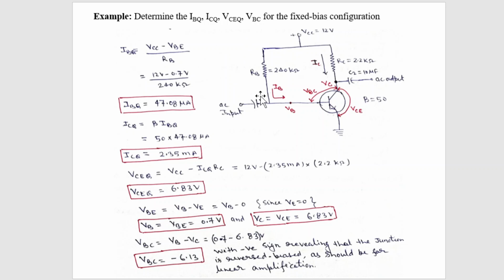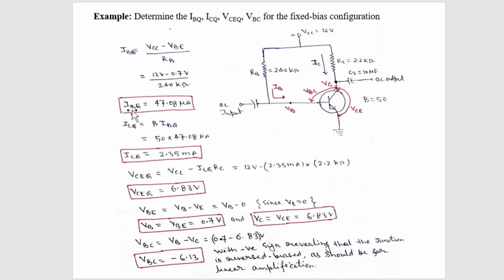It means you have to apply Kirchhoff voltage law in the base emitter loop. If you apply, IBRB plus VBE minus VCC equal to 0. So IB will be equal to VCC minus VB upon RB. Instead of writing IB, here I am writing IBQ. So IBQ is equal to VCC minus VB upon RB. You substitute the values: 12 volt minus 0.7 volt divided by 240 kilo ohms, so that is 47.08 microampere.